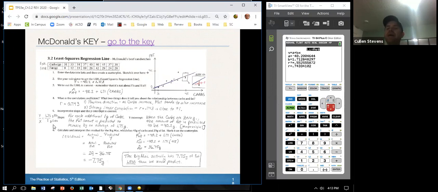You need to put on average, because that's what slope means. And to tell them that we're working on this model, we need to have a prediction there. So what I have is for each additional 1 gram of carb, the fat amount is predicted to increase on average by 1.71 grams. So important here to have the predicted and the on average. The predicted is telling us that we're using a model. The on average tells us that we know what slope means.